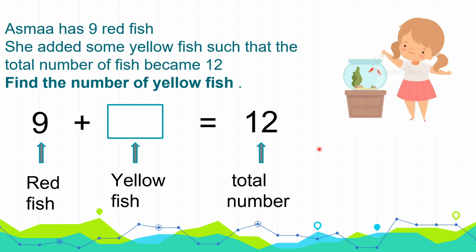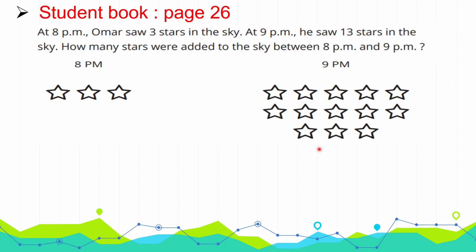So to find what she added, we're going to choose the smallest number, put it in your mind, which is 9. And after 9: 10, 11, 12. So she added 3 yellow fish. Okay? That was the missing addend question and story problem.